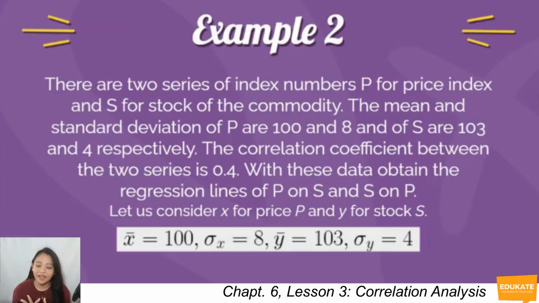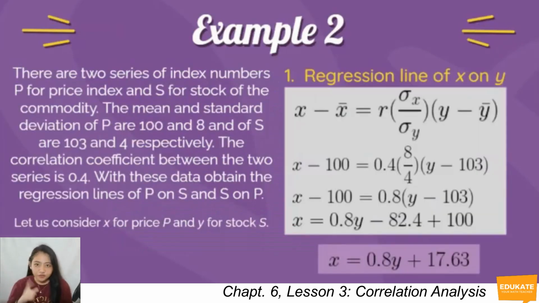With this data, let's obtain the regression lines of P on S and S on P. So let's set X for price P and Y for stock S. So for the first one, the regression line of X on Y. If the mean, standard deviation, and the correlation coefficient is given, there is a way to compute for the regression line using these variables. Pero kung mean and standard dev lang ang given, of course, you have to compute first for your correlation value.